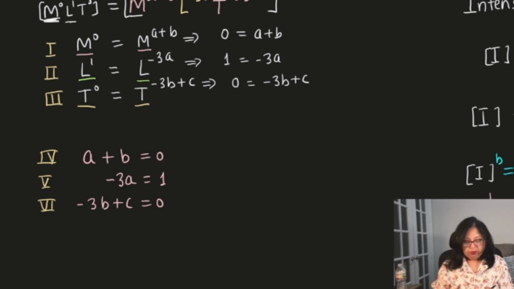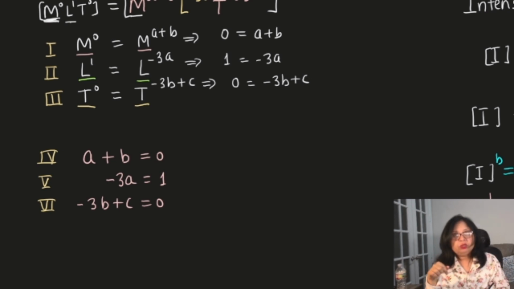Now, which equation do you think I should start with? Is there an option? Is there even a choice here? I think the clear choice here is to start with equation 5. Why? Because it's in terms of only one variable. So this gives you A equals minus 1/3.